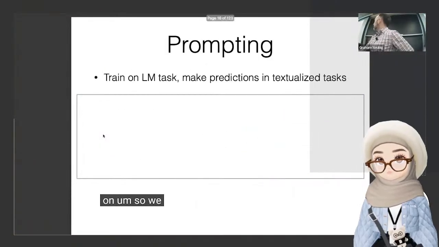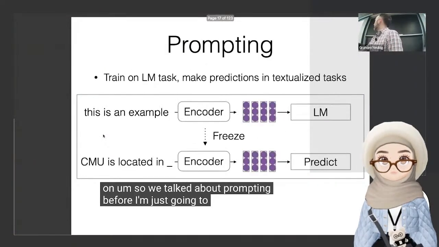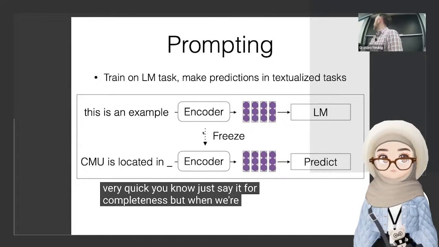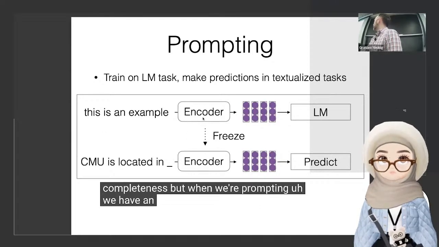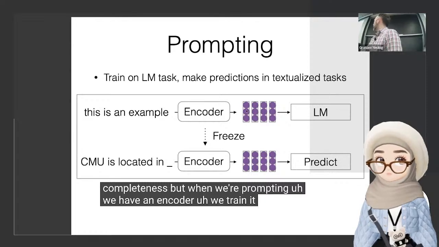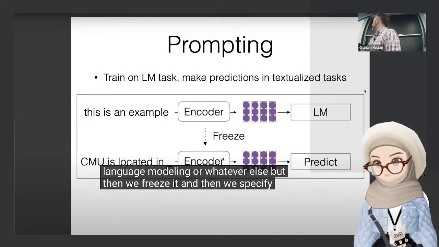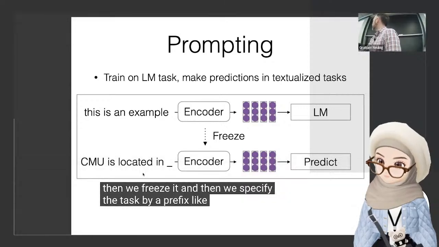So we talked about prompting before. I'm just going to go over that very quickly, just for completeness. When we're prompting, we have an encoder. We train it on language modeling or whatever else, but then we freeze it and then we specify the task by a prefix like this.